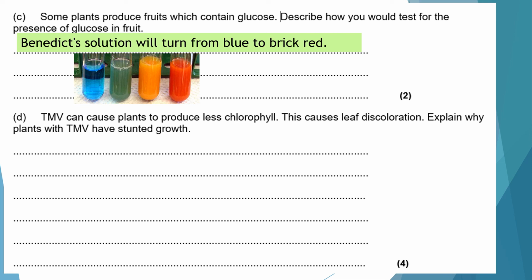The next one: tobacco mosaic virus can cause plants to produce less chlorophyll. This causes leaf discoloration. Explain why they have stunted growth. So they want to know why less chlorophyll causes stunted growth. It's got the word explain, and it is worth 4 marks. So you need to write 4 things. Pause if you need to.